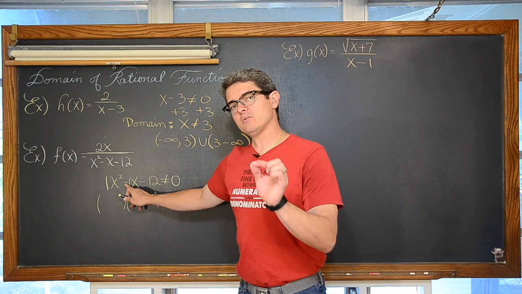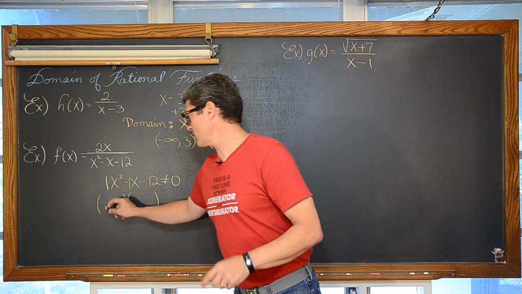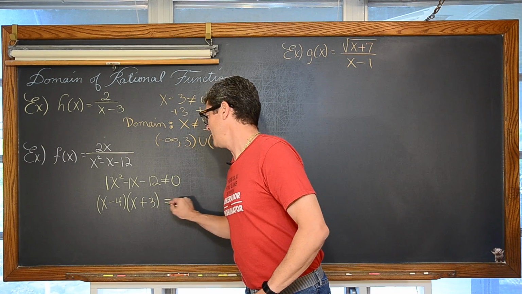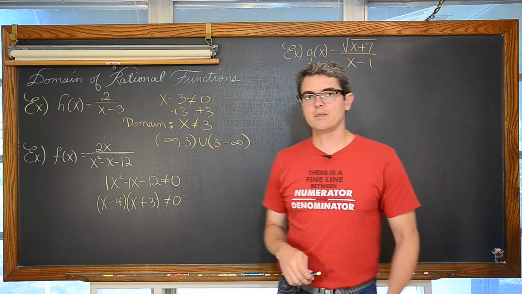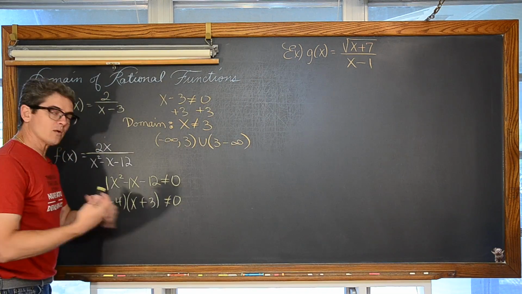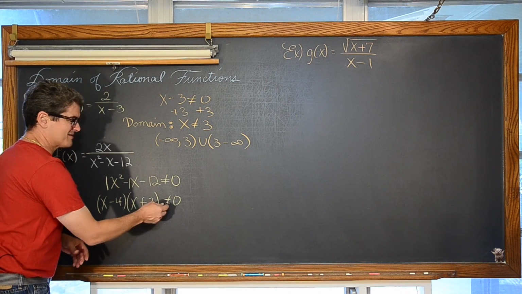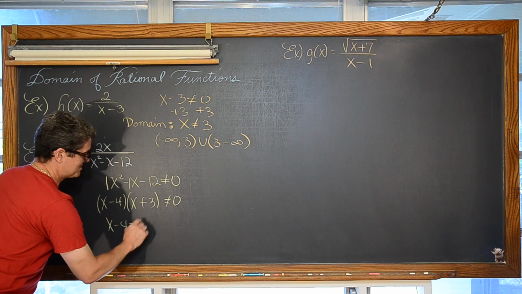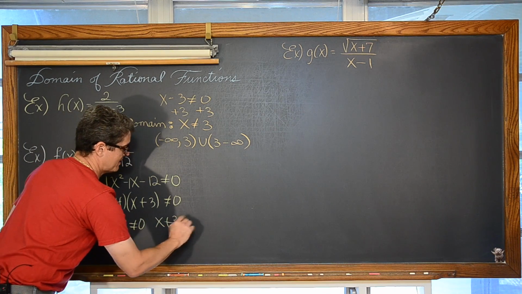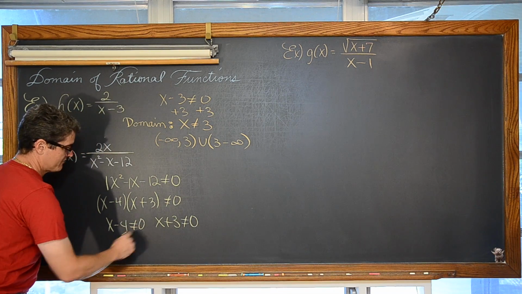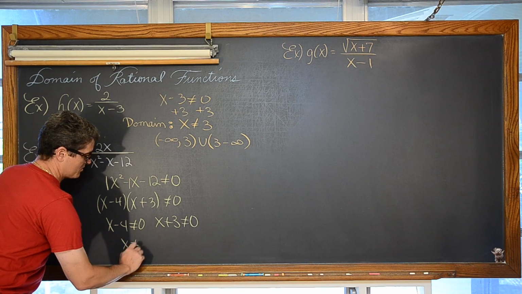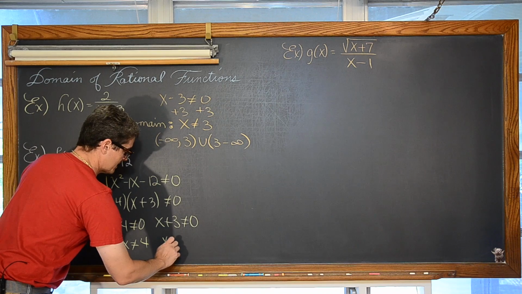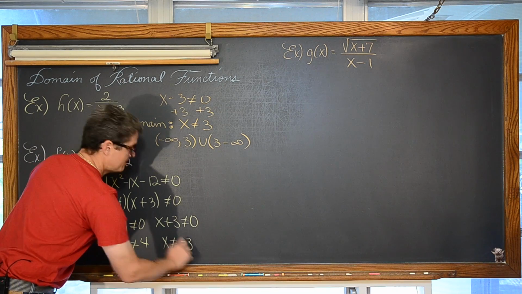We need our middle term to be negative, so we're going to have x minus 4 times x plus 3, and that is not equal to 0. So we set each of these like we're solving by factoring, only we're looking for the non-solution. We have x minus 4 cannot be 0, and x plus 3 cannot be 0. Adding 4 to both sides, we get x cannot be equal to 4. And subtracting 3 from both sides, we also have that x cannot equal negative 3.